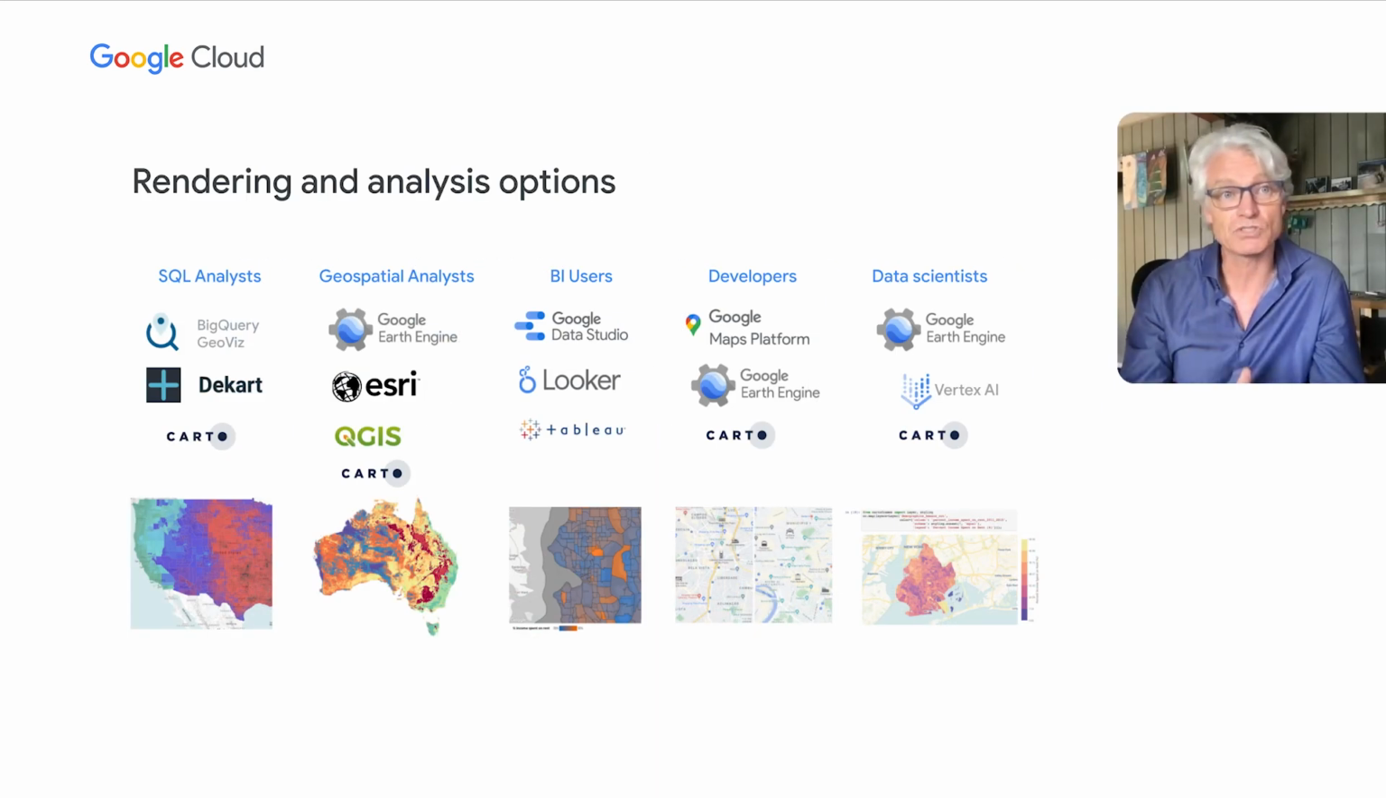So for example, SQL analysts may choose BigQuery GeoViz, Descartes, or Carto. Traditional geospatial analytics users, we've worked a lot over the last year building better integrations with things like Earth Engine. You'll hear about that in a moment. Esri and Carto also fit into that category. BI users, Data Studio and Looker, and Google Maps developers, you may want to avail yourself of the BigQuery connector available to you through those APIs.